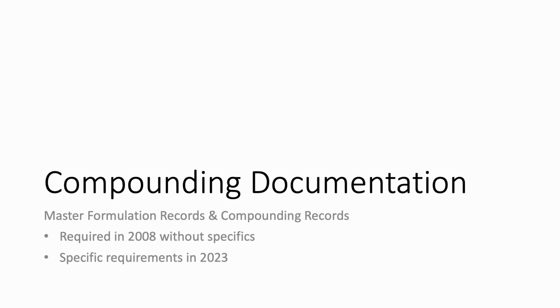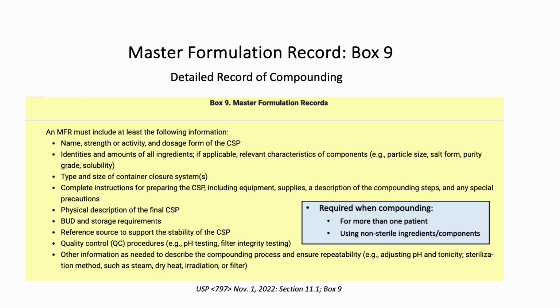In addition to documenting our environmental conditions, we're also going to document our compounding with master formulation records and compounding records. A master formulation record is a record of how to compound a certain item. The requirements for a master formulation record are on this slide, and we're not going to discuss it in this presentation, but just to know that a master formulation record exists for compounding an item and is required for compounding for more than one patient. That would be for batches, and also if a non-sterile ingredient or component is being used.